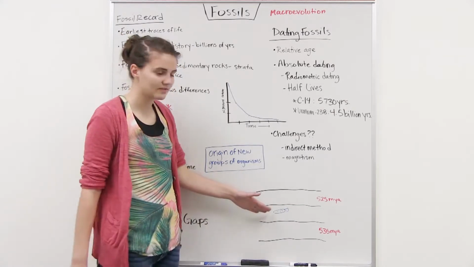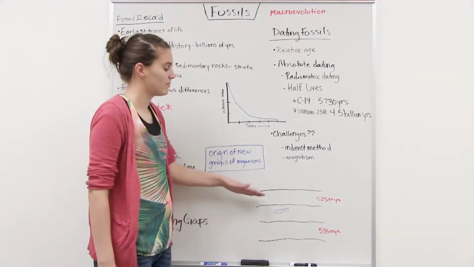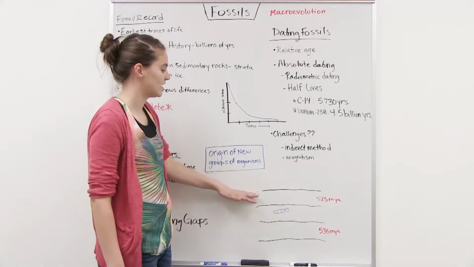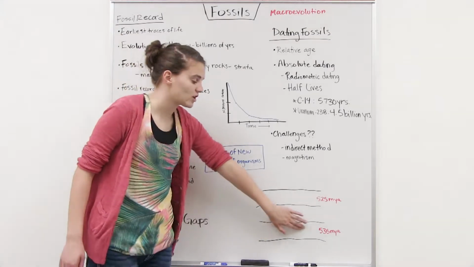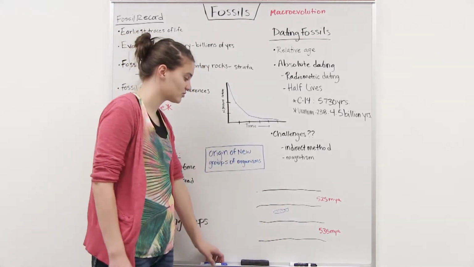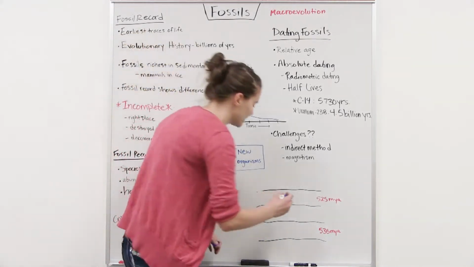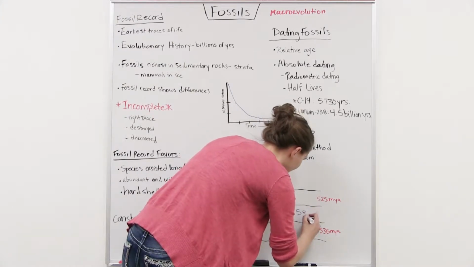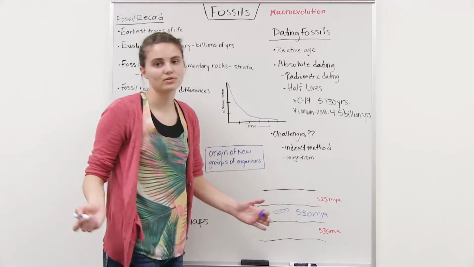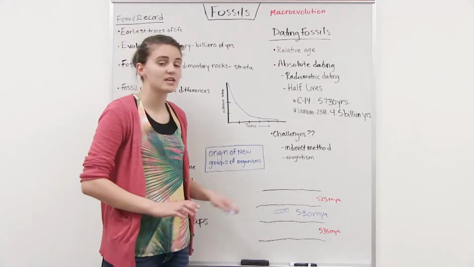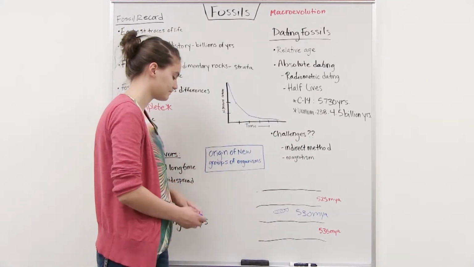So for example, if we have this fish fossil that we're trying to date, and we're able to use radiometric dating to find that the strata above it is 525 million years old and the strata below it is 535 million years old, we can guess that this fossil is about 530 million years old. It's not exact, but it's probably pretty close.